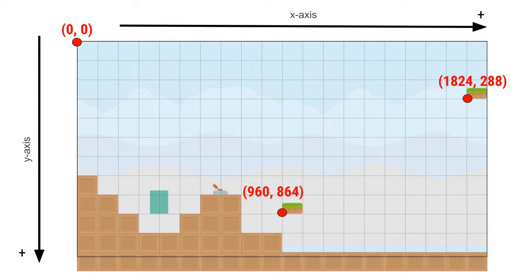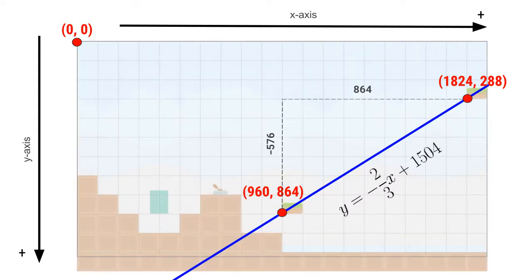We start with 2 stairs that we can think of as points on our 2-dimensional plane. One stair is positioned where x is 960 and y is 864, and the other is positioned where x is 1824 and y is 288. Notice how y values increase as you go down the screen. Besides the differences in how our 2-dimensional plane is set up, all our other math knowledge holds true.